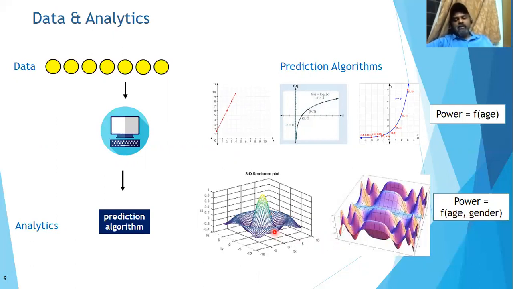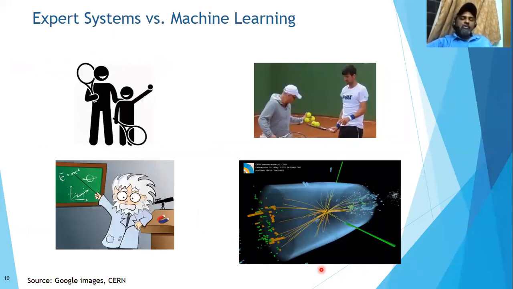In reality, for us to develop good prediction algorithms, we typically use about 20, 25 different attributes or features, and therefore you can imagine the complexity that goes behind it. Now, such a mathematical relationship can be derived using one of two ways. On the left side is what we call an expert system.